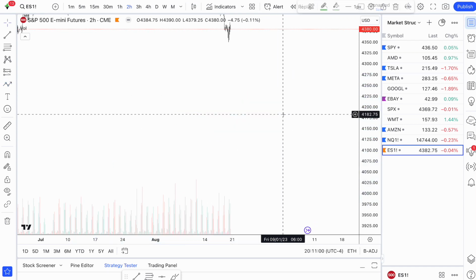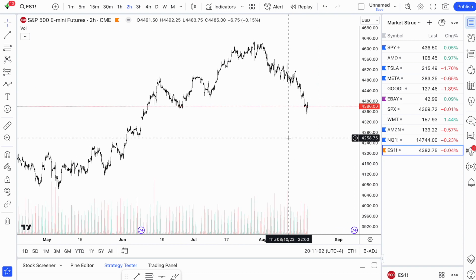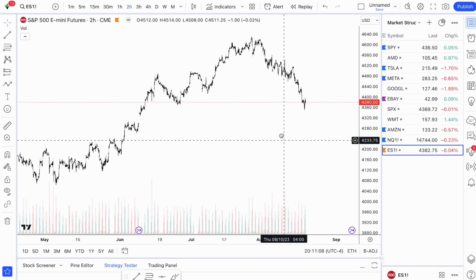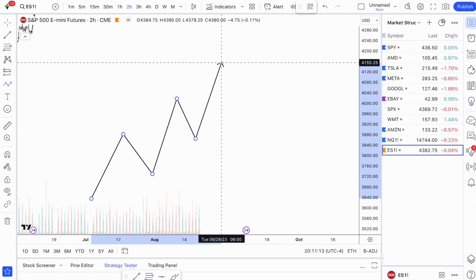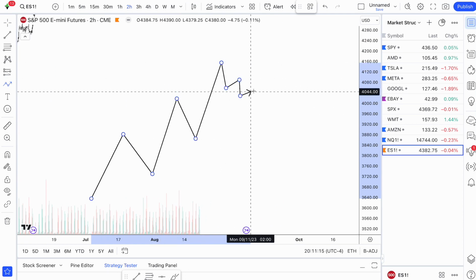Now, the best thing to do, this is extremely important, is you typically want to look and take lower time frame trades with the higher time frame trend. Okay? So if we are in an overall uptrend, you typically want to stay away from shorting in a downtrend.